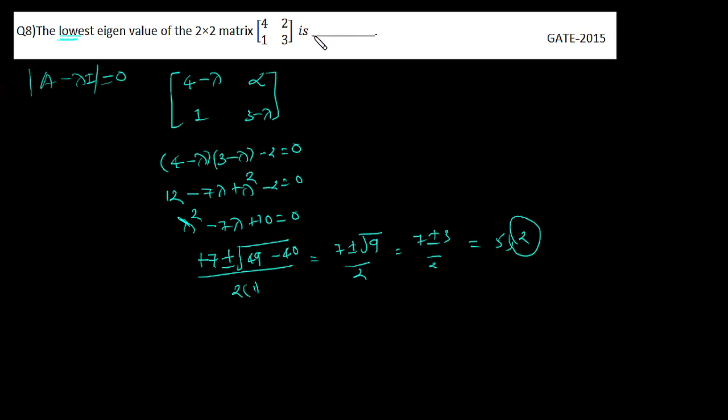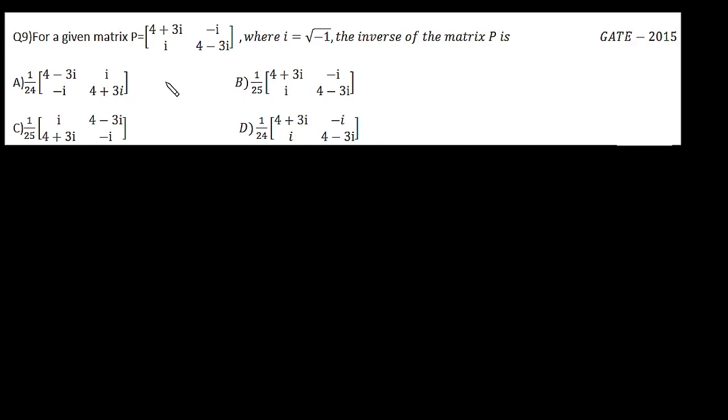So we have the eigenvalue which is 2 corresponding to the lowest value. Okay, let's solve question number 9. Question 9 says for the given matrix P, where i is the square root of minus 1, which is an imaginary part, find the inverse of the matrix P.